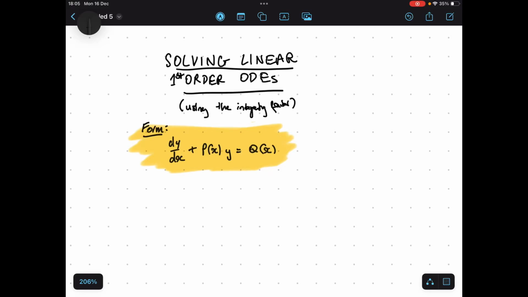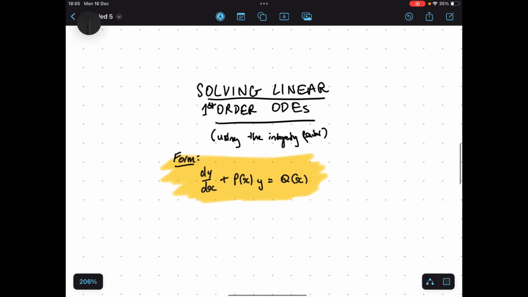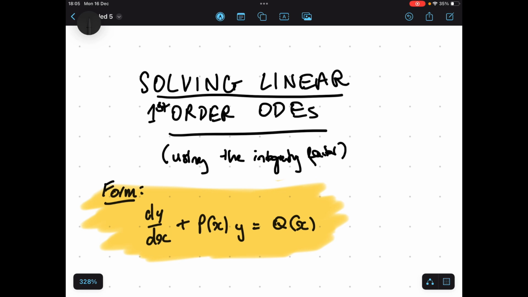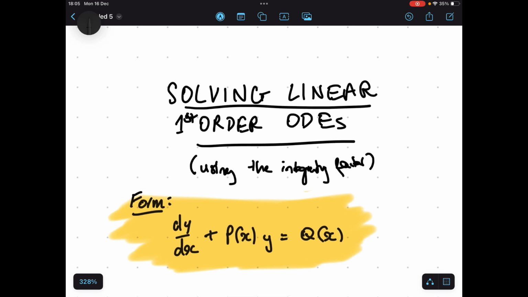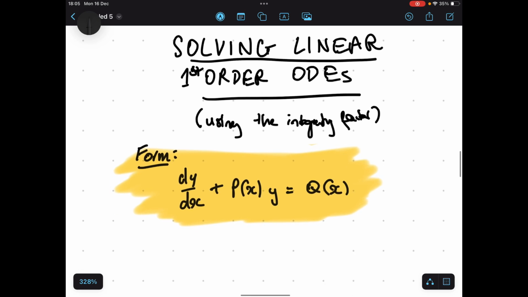So, I love differential equations. Okay, so let's start with some linear first order ODEs. Okay, so linear, right? So actually, let's just start with ODEs. Ordinary differential equation. We're only dealing with x's and y's here, or just two variables.